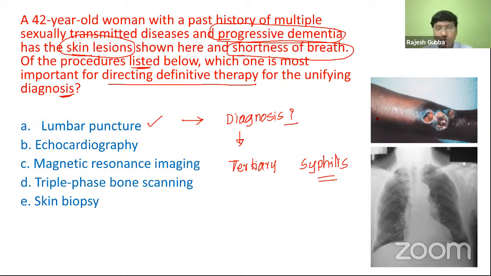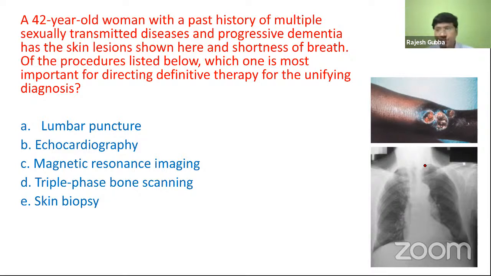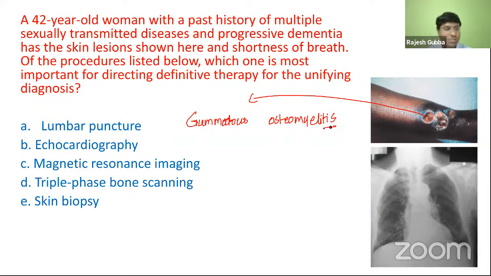Right. So now what are the lesions present over the skin? What is the chest X-ray given to you? All of that we will discuss now. So the diagnosis is tertiary syphilis. Now you see the skin lesions. The skin lesions which are given to you are gummatous osteomyelitis. Then you take the chest X-ray, whatever is given.